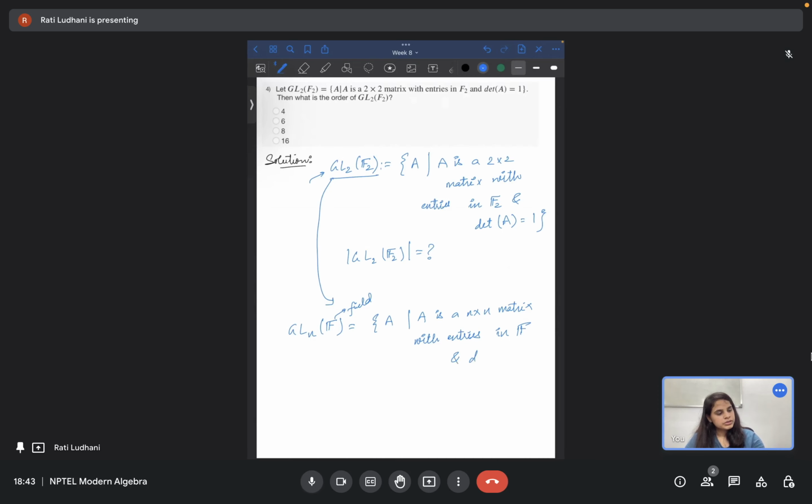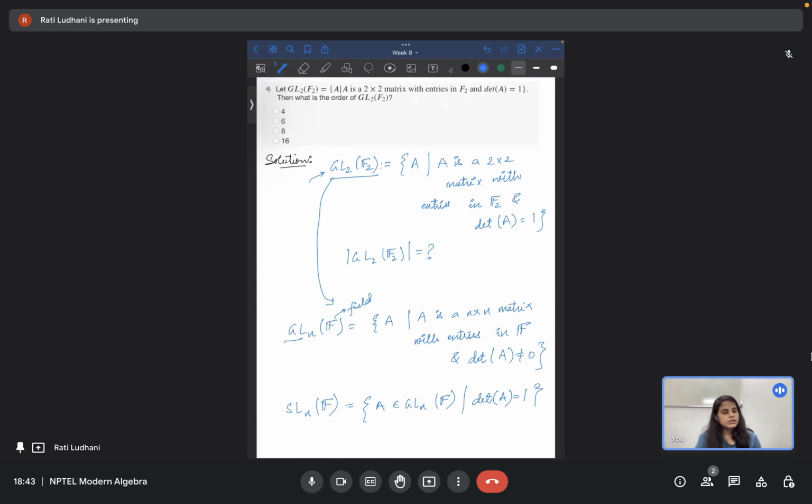and determinant of A is non-zero. That is actually the definition of the general linear group. And when you say special linear group, this is A belonging to GL n F with determinant of A equal to 1. These are the standard definitions and notations.